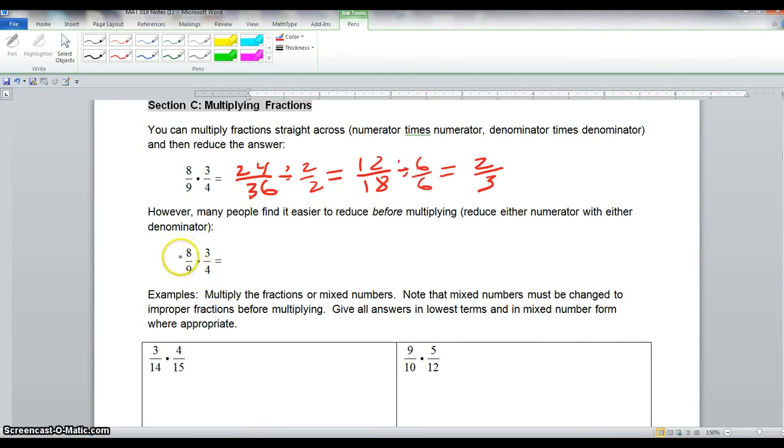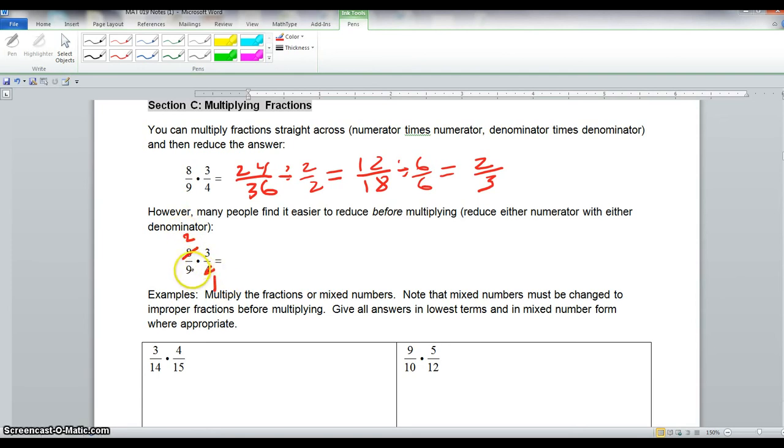So we will ask ourselves, how many times does 4 go into 8? It goes into 8 twice. How many times does 4 go into 4? It goes into 4 once. So we divided both of these numbers by the common number, which is 4.